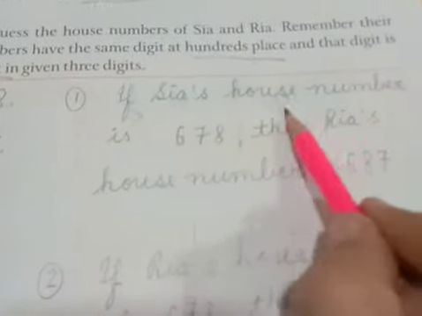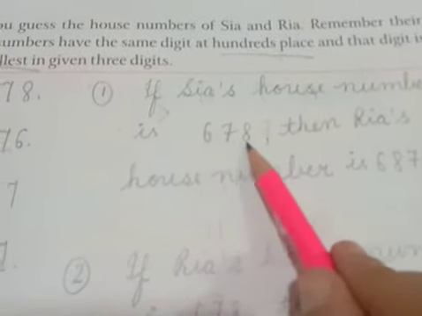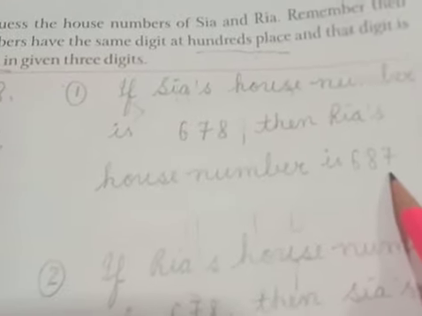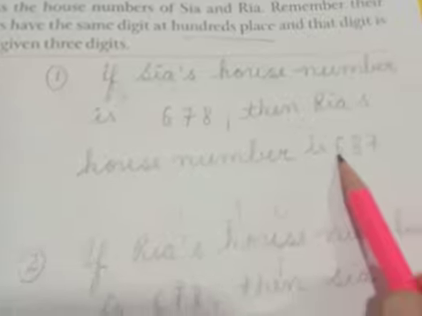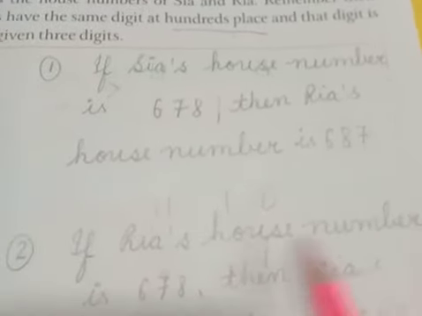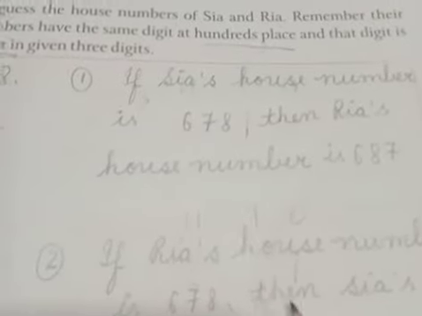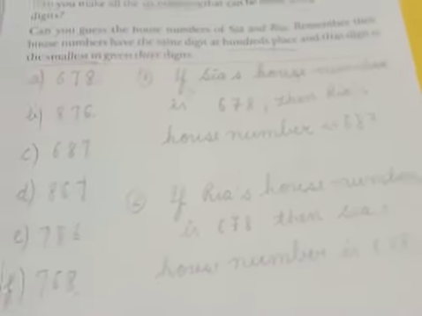6 है. Yes. So if Sia's house number is 6, 7, 8, अगर सिया का घर का नंबर 6, 7, 8 है, then Riya's house number will be 6, 8, 7. क्योंकि दोनों के house पे 100 place पे क्या है? 6 है. And if Riya's house number is 6, 7, 8, अगर रिया के घर के नंबर 6, 7, 8 है, then Sia's house number is 6, 8, 7. Understood children? Now MCQs.